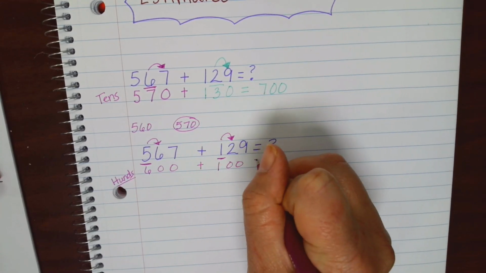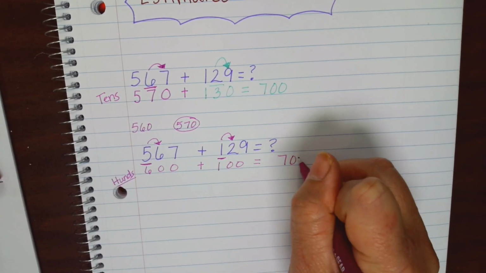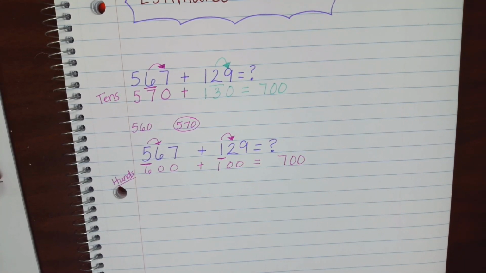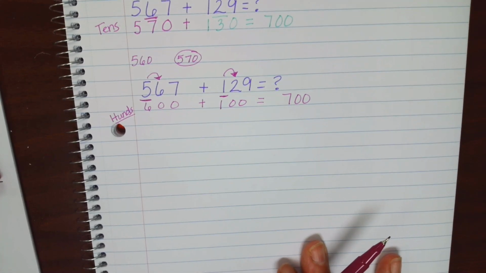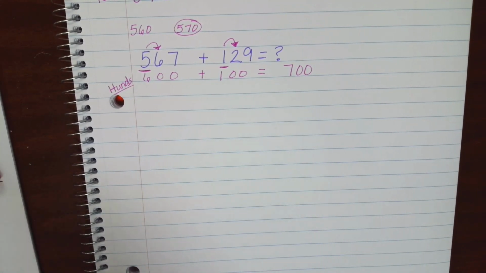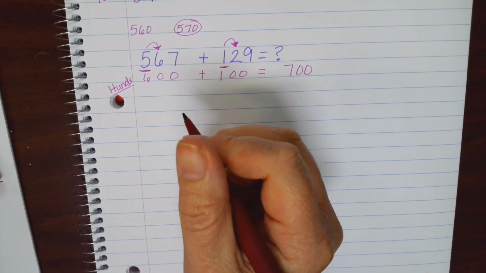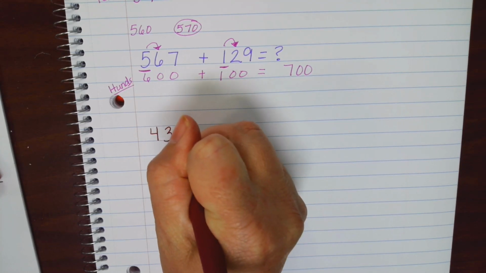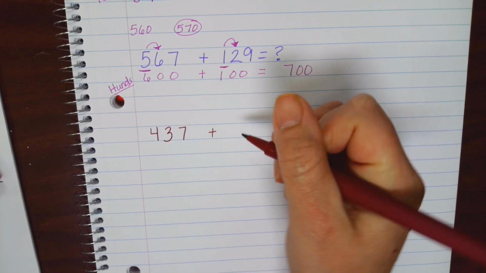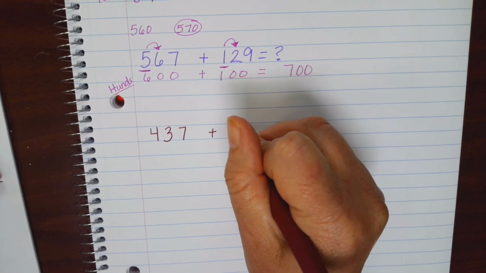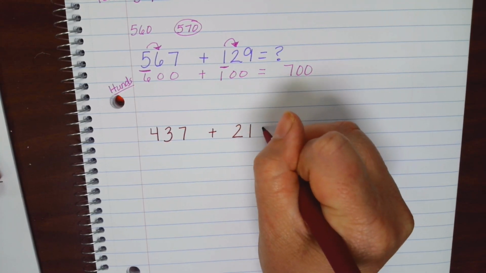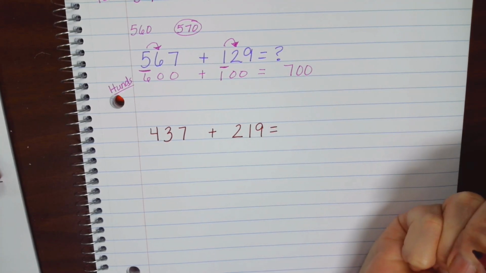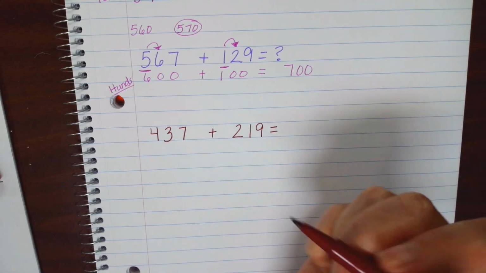And then when I add these two together, this one's going to give me 700 as well. So both of the estimated sums should be 700, even though we're rounding to the different place values. But does that always happen? It does not. Let's say that we have 437 plus 219 equals. Now we're going to do the estimated sum to see if it's a reasonable answer.